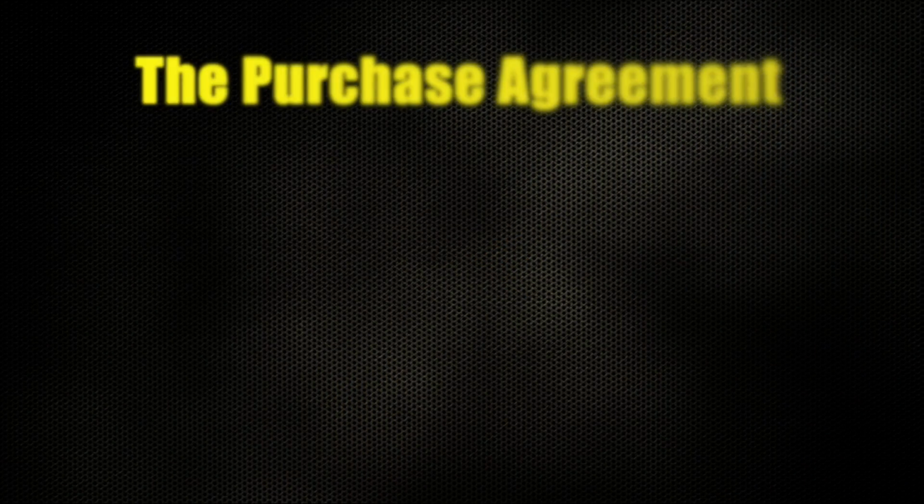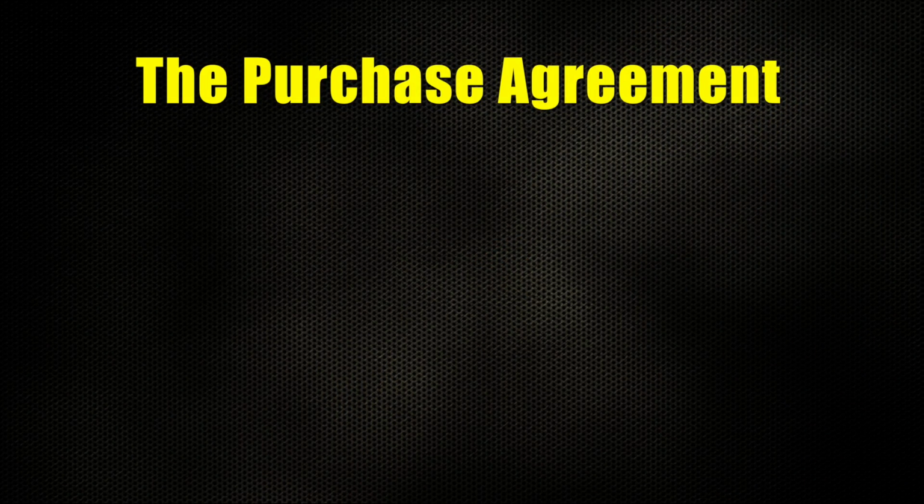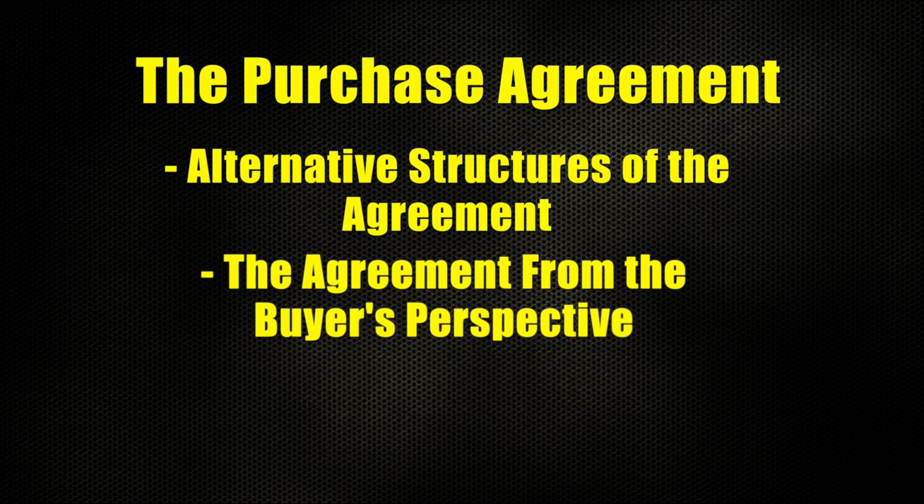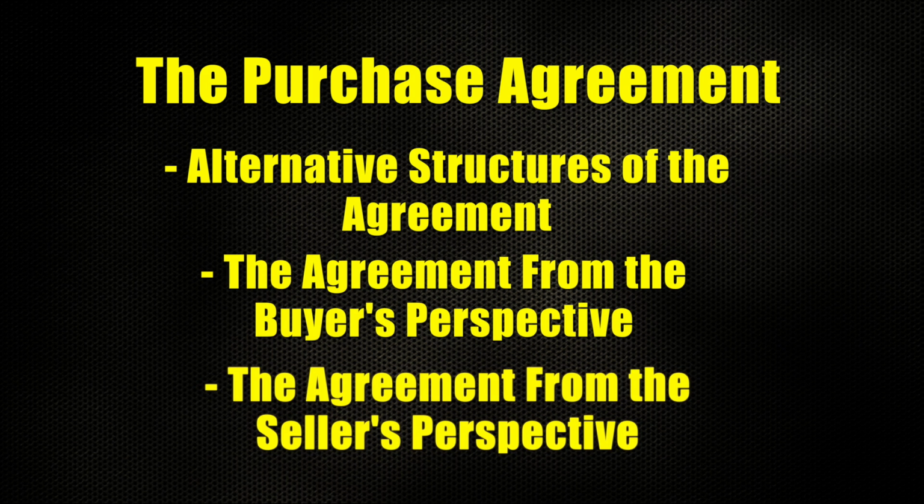In our first video, we talked about the preliminaries. Here in this second video, we'll talk about 3 points with regard to the purchase agreement. First, the basic alternative structures of the agreement. Second, the agreement from the buyer's perspective. And third, the perspective of the seller.